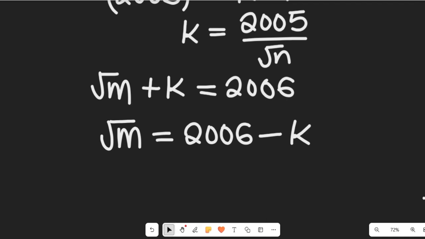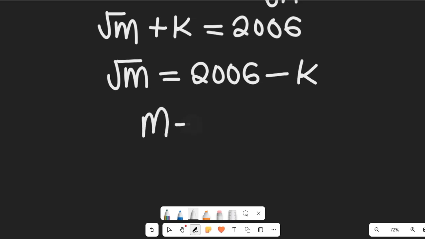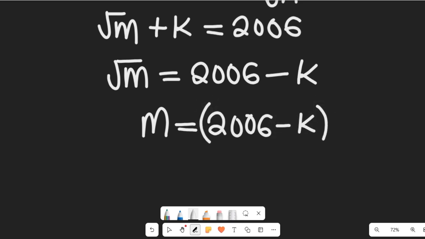Remember, we are asked to find the positive integers of m and n. So if I want to find the value of m here, what I simply need to do is take the square of both sides. And if I take the square of both sides, I'll have m equal to 2006 minus k, and all this will be squared. So I'll consider this to be equation 1. Whatever I insert there, I can find the value of my m.